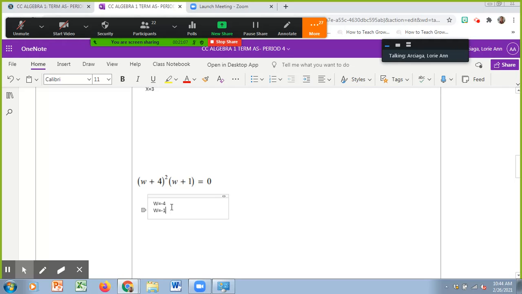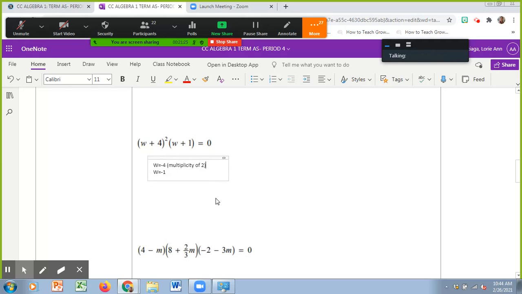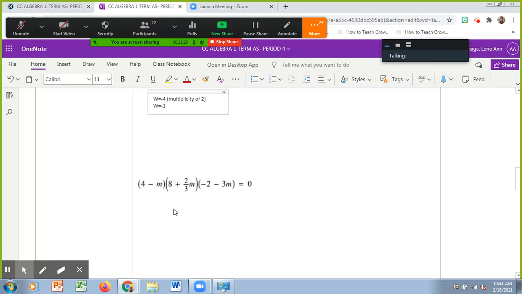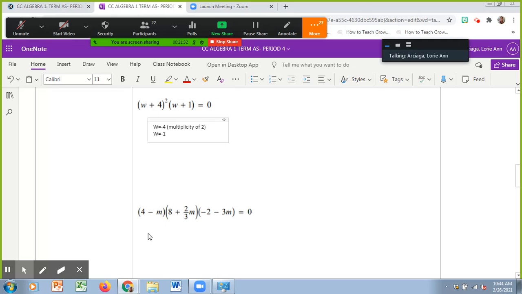Okay, that's cool, you guys. Just like what I mentioned earlier, in Algebra 2, maybe you will be asked to write it out, meaning -4 was an answer 2 times, because there are 2 factors that are W plus 4. But for Algebra 1, you don't have to.